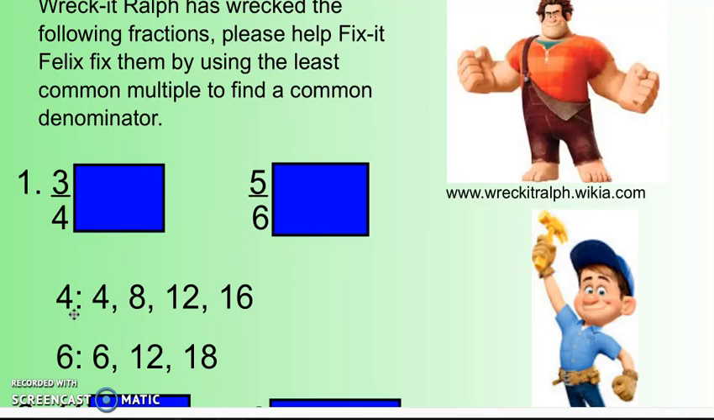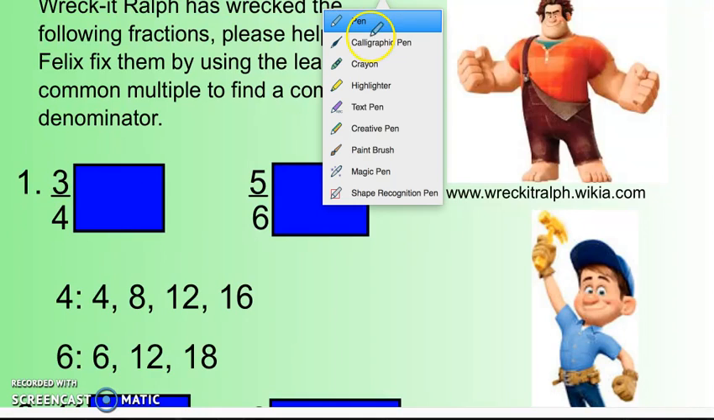But I have told him numerous times that multiples go on infinitely. So Fix-It Felix cannot write down all of the multiples. I have advised him that he needs to just go until he finds the first multiple that both numbers share. So if he started writing out multiples, 4 times 1, 4 times 2, 4 times 3, 4 times 4, 6 times 1, 6 times 2, 6 times 3, right away he notices that they both share the number 12.